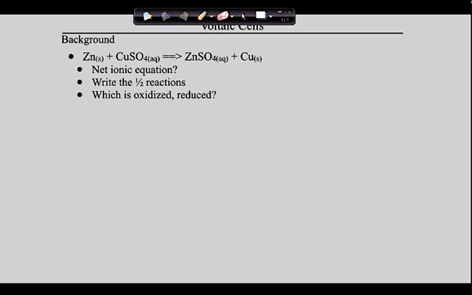Did you get it? So, goes like this. What's our spectator? Sulfate. So guys, sulfate is our spectator. Therefore, our net ionic equation is this. Is that okay?